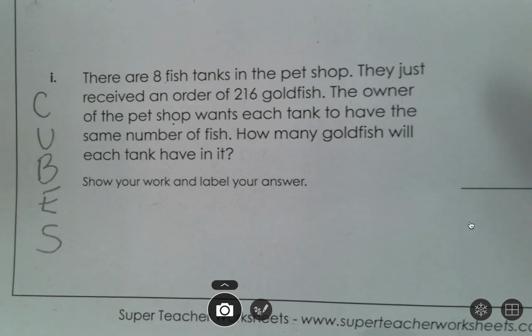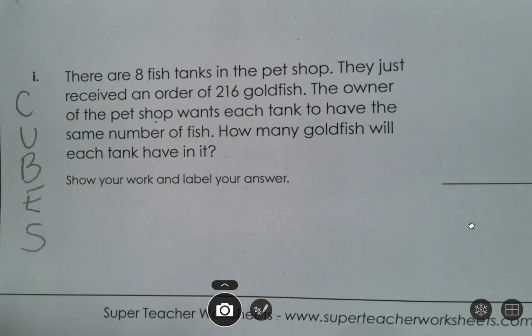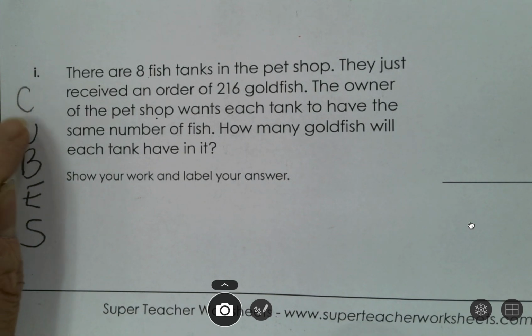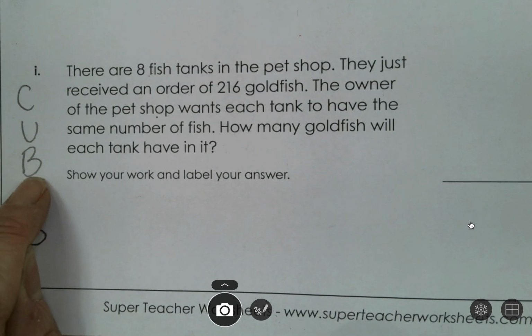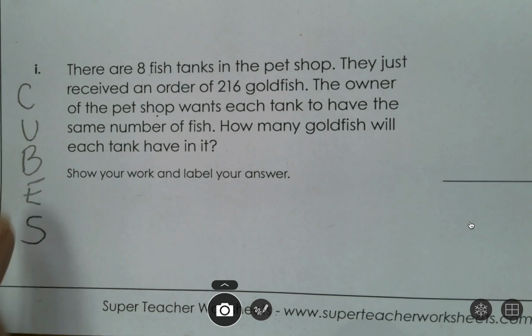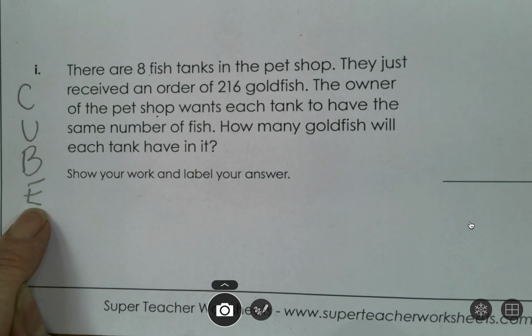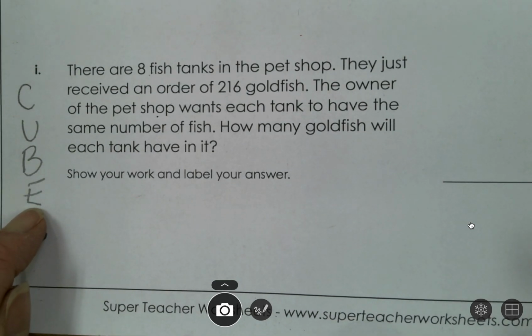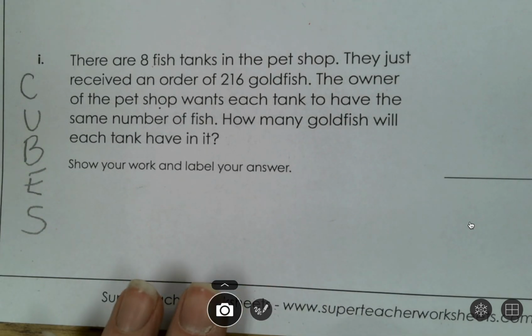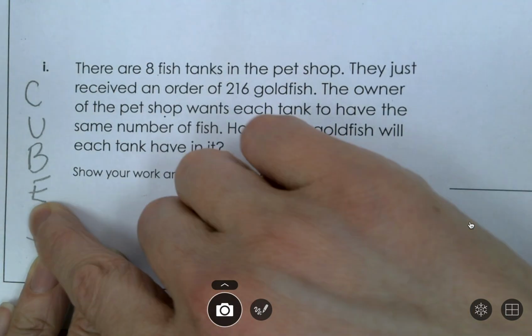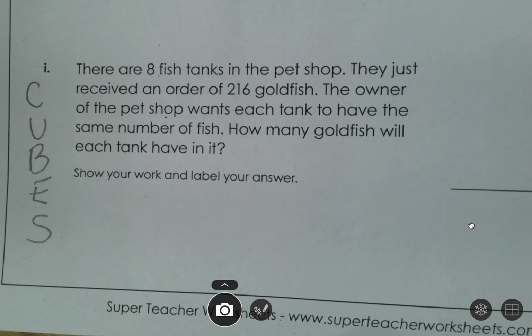Cubes. C stands for circle the numbers. U, underline the question. B, box key words. So those key math words. E, evaluate. That's when we think about it. We use some visualization. And then S, we solve and show our work. Okay, but I'm just going to go through the steps and you're going to solve it on your own.